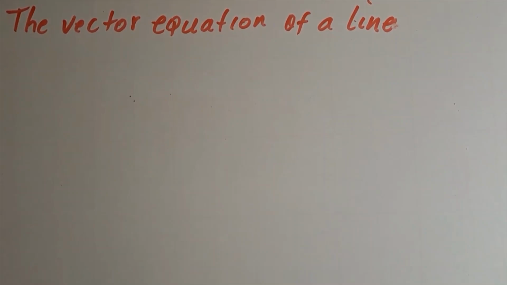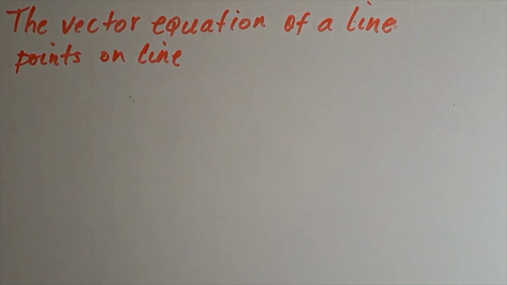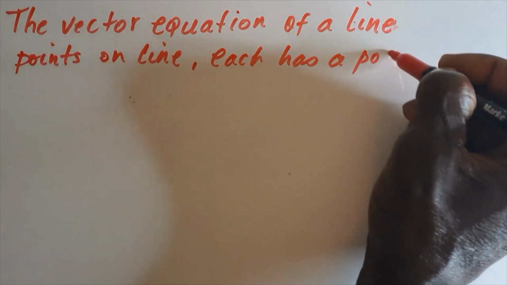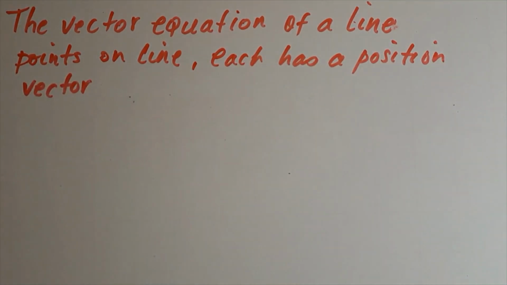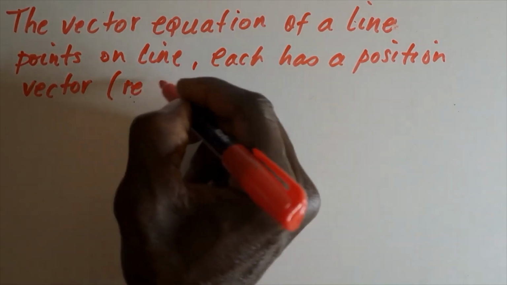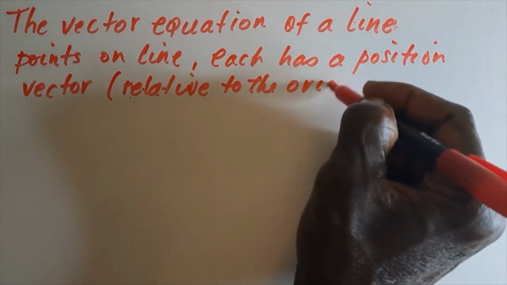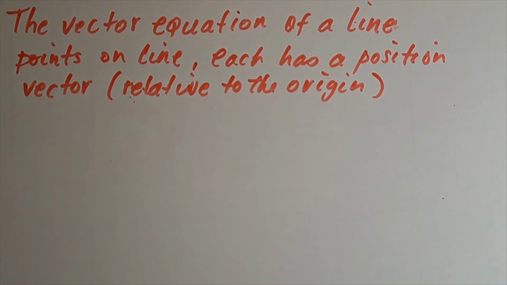Hi there. The vector equation of a line. Now, points on a line, each will have a position vector. And that position vector is relative to the origin. Yes? So, relative to the origin. Later on, I'll actually sketch a diagram so you will see this. But these are the things we need to be aware of as we develop a vector equation of a line.